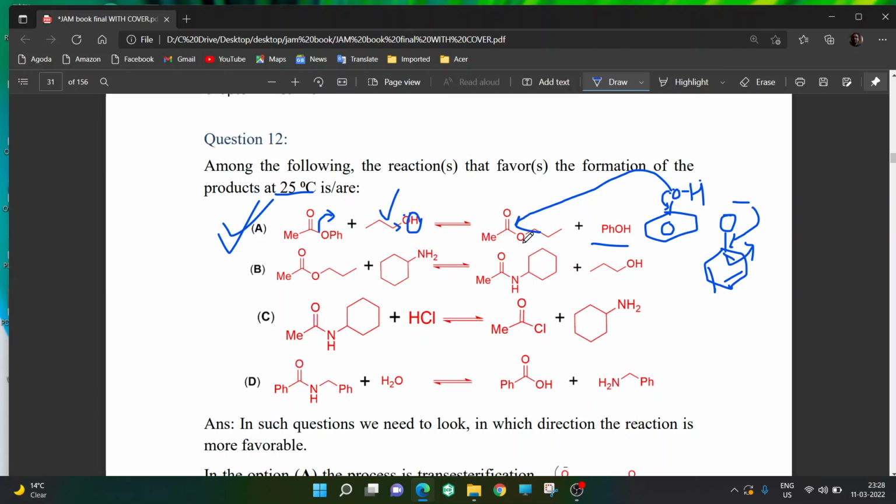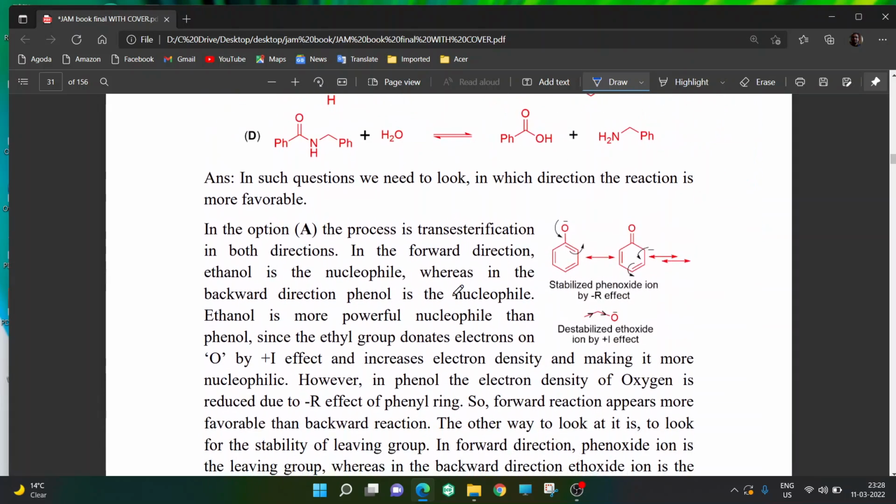Whereas here the leaving group is ethoxide, propoxide ion, you can say. So you have an alkoxide ion, O minus. This is quite unstable because you have the plus I effect from the CH3, CH2 and CH2 alkyl groups, which makes it unstable. So definitely the forward reaction is much more favorable than the backward. So A is one of the answers. I have shown you the phenoxide ion stabilization, whereas not here.